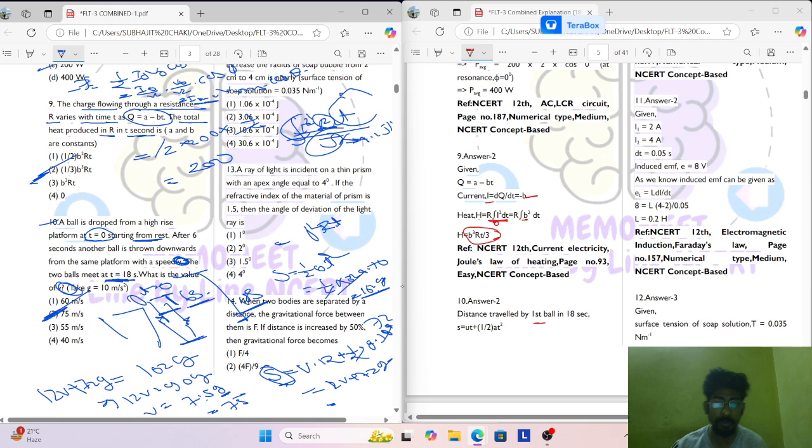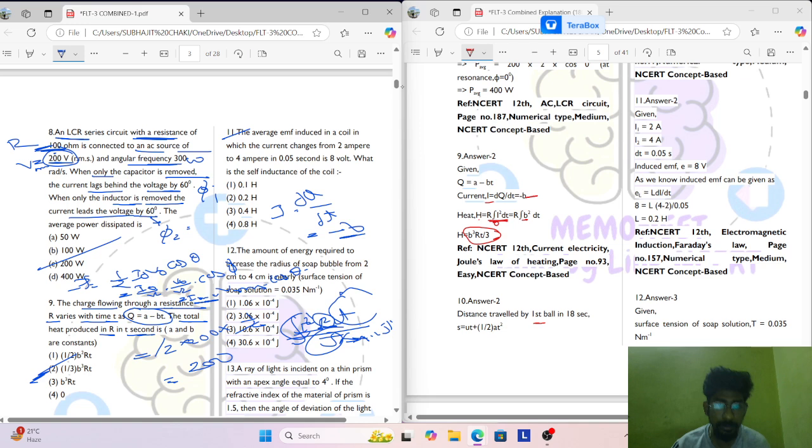The average EMF induced in a coil when the current changes from 2 ampere to 4 ampere. The change in current, del I, is given: 4 minus 2 means 2 ampere. T is given. EMF E is given. What is the self inductance L? The formula is phi equals Li, that means L equals phi by I. And what is phi? We already know E equals d phi by dt.